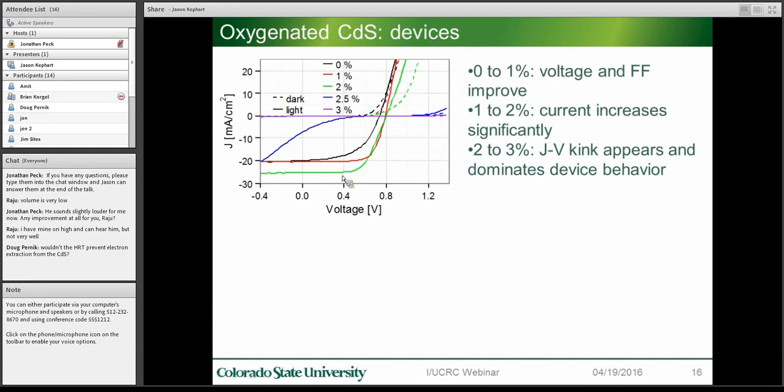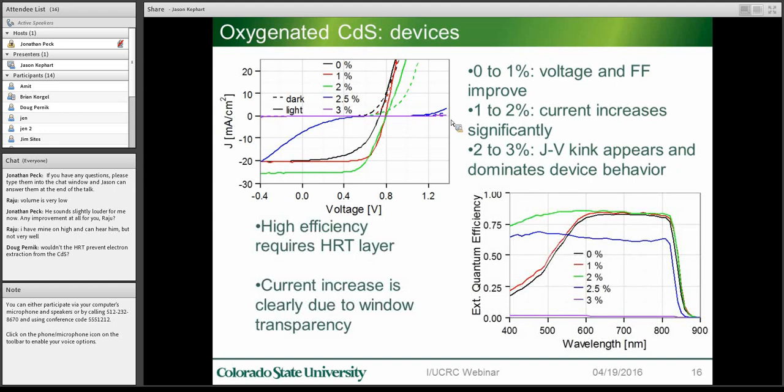And as we add more oxygen, we see a secondary barrier known as a JV kink. And this becomes so pronounced that almost no current can pass through the device. It should be noted that we've tried this with and without the HRT layer, and we absolutely need this HRT layer for this material to work.